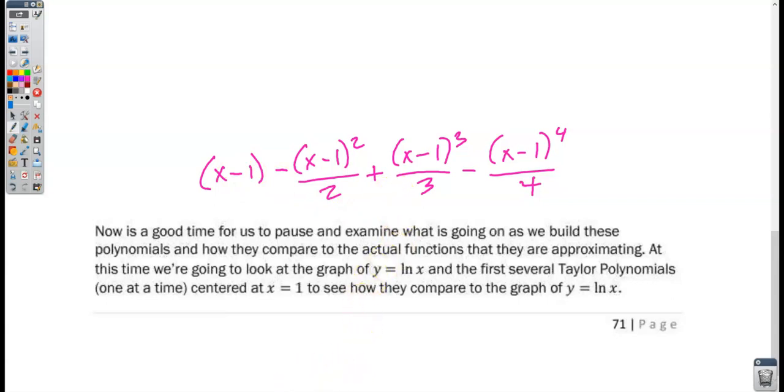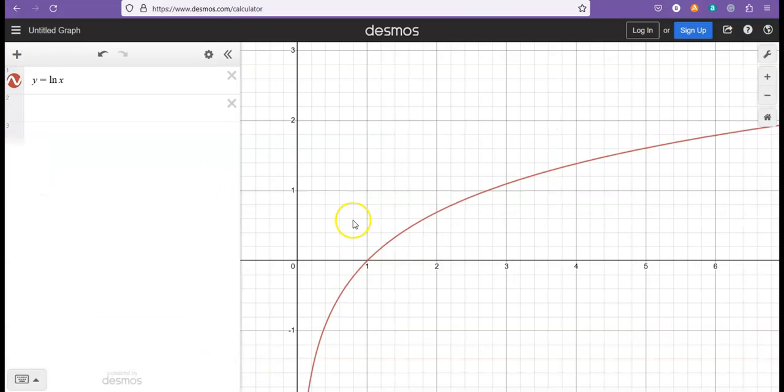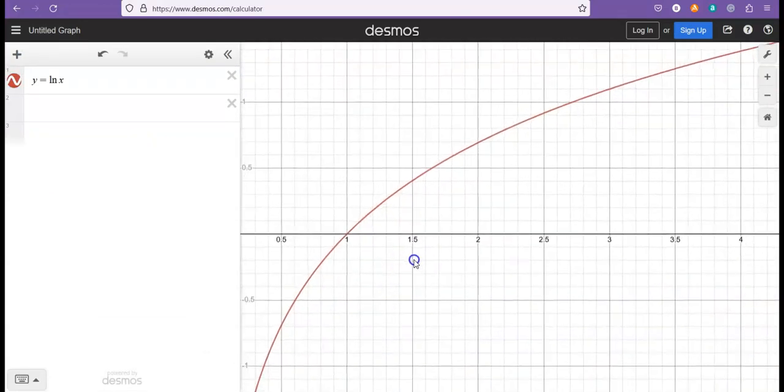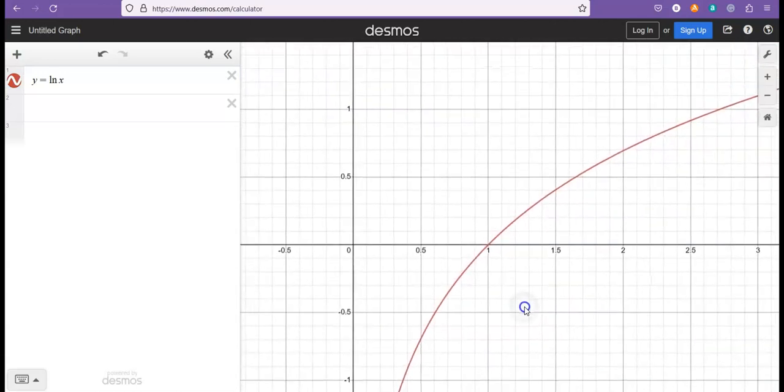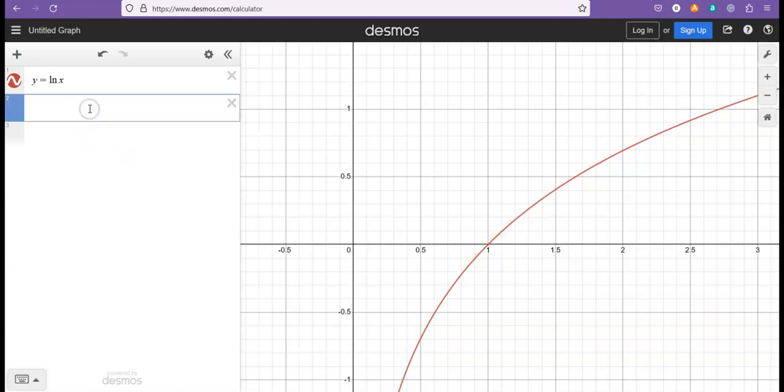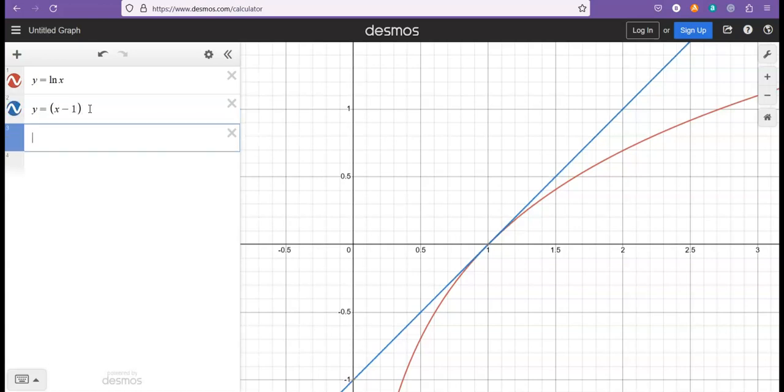So what we're going to do here, I'm going to go ahead and pull up this graph. Here's the graph of y equals natural log of x. And right there you see the curve at x equals 1 is right here on our screen. So let's look at the first order polynomial, y equals the quantity x minus 1. Okay, so notice this curve has the same function value, and it also has the same derivative as this curve at x equals 1.